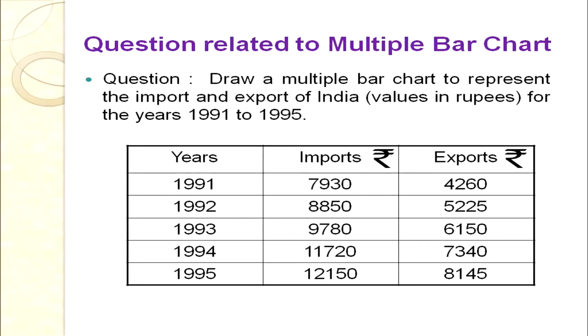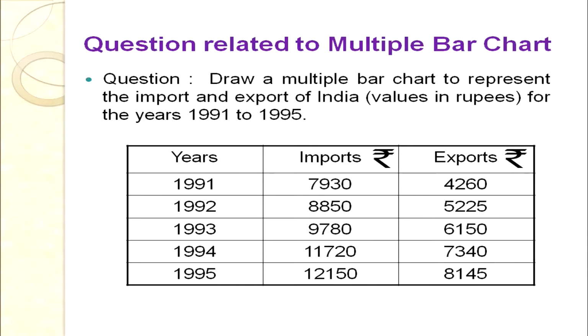The values have been given in rupees for the year 1991 to 1995. That means on the x-axis I will be having years, and I will be plotting 1991, 1992, 1993, 1994 and 1995. But when I look for the values given in the question, it has given two sets of information. They have given us the value of imports, they have given us the value of exports. So we are not going to draw a single bar diagram. Here we have to draw multiple bar diagrams, because two sets of data are being given to us.